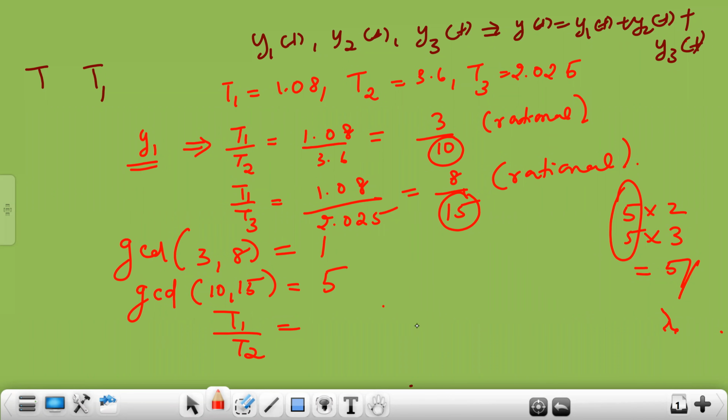Now we will rearrange the fractions T1 by T2 and T1 by T3 in a peculiar form. How are we going to rearrange this? First you take the numerator 3. What is the GCD of the numerators? 1. So the answer is 3 into 1, by, what is the denominator of the first fraction? The denominator of the first fraction is 10. So how are we going to write 10 in terms of the GCD? The GCD of the denominators is 5. So we will put 5 into 2.